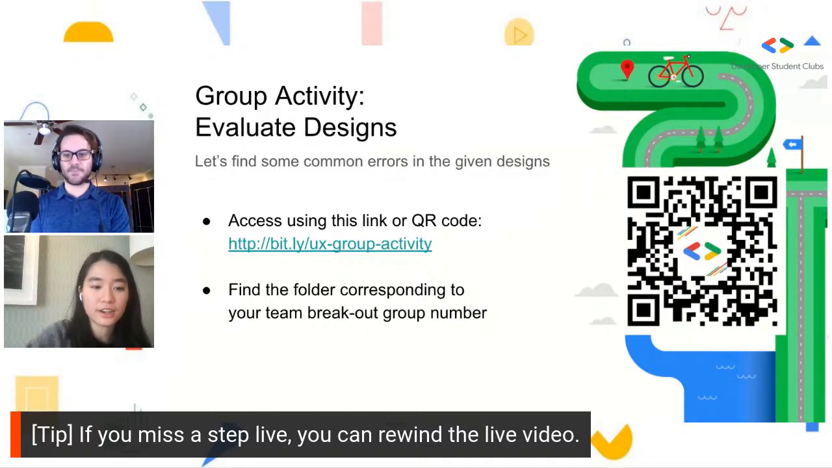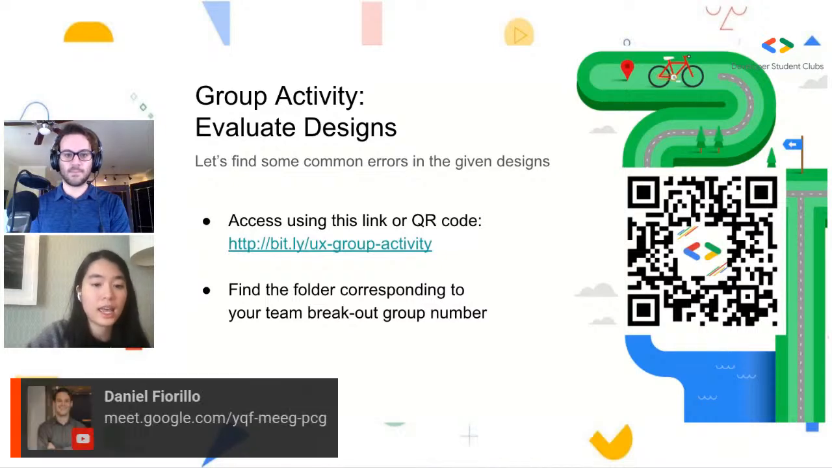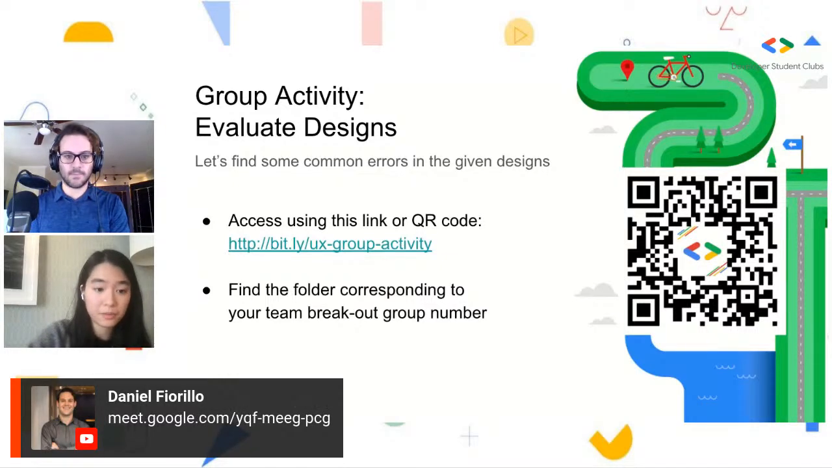Also, there are group activity materials; the link and the QR code are on the screen. Make sure to scan it and access it. When you go into your breakout room, you'll have an assigned number. Find that corresponding number in the drive, like the team folder number, team 2, team 3. Just join that one and work on it with your team. All right, see you on the other side.